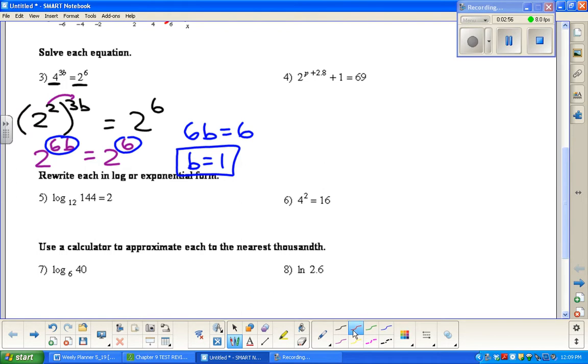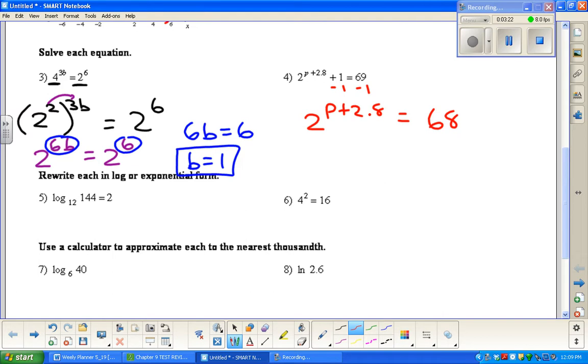Okay, now number 4 might be a little different. Let's see what we can do. First off, you want to get the exponential by itself, so I'm going to subtract that 1 on both sides. So 2 to the p plus 2.8 is going to equal 68. Okay, now if we try to write 68 as 2 to some power, it's probably not going to happen. It's probably some decimal or something. So we can't do it like we did number 3. I can't write these with the same base.